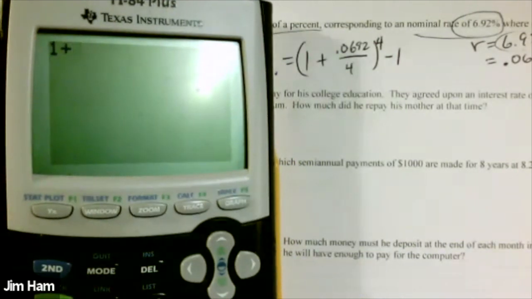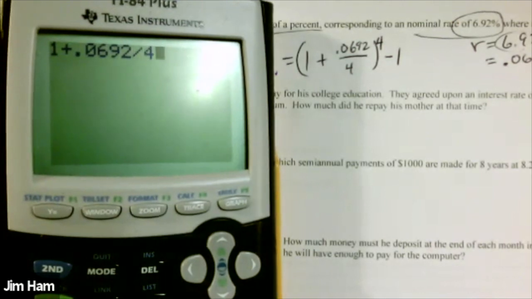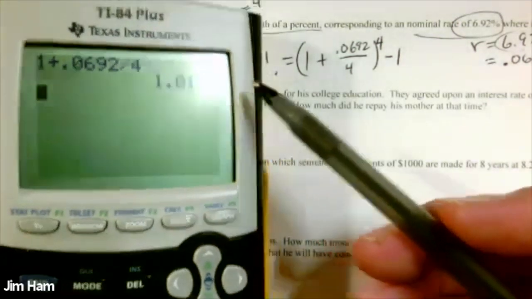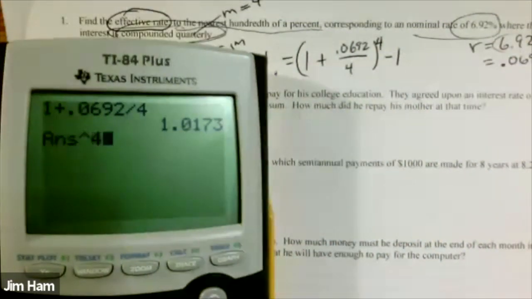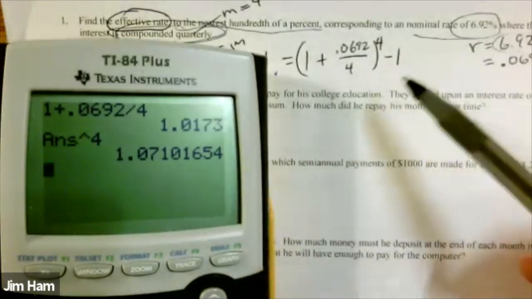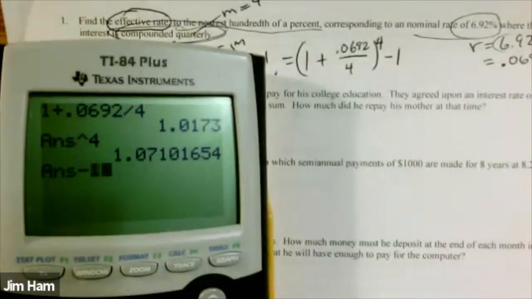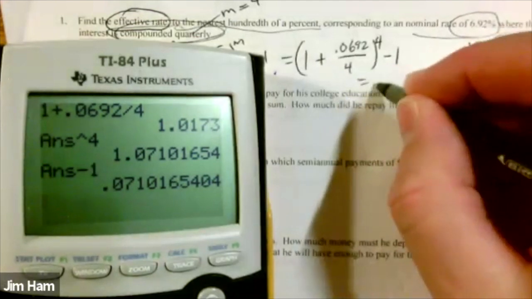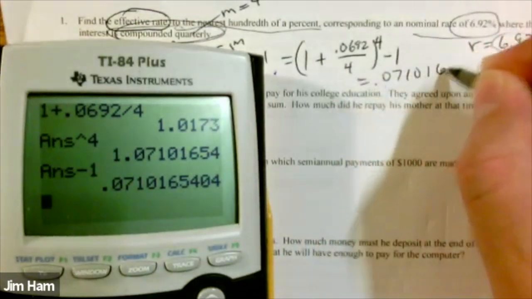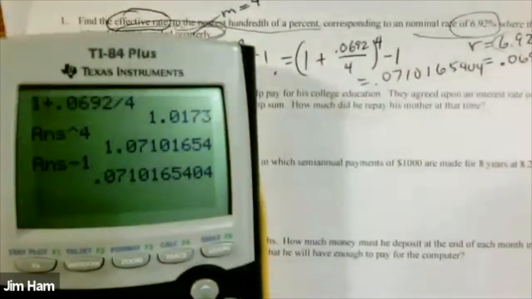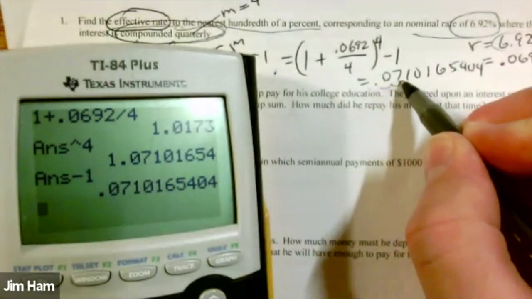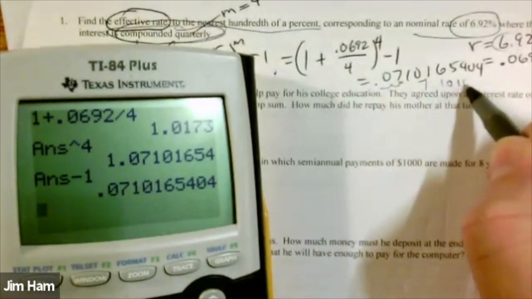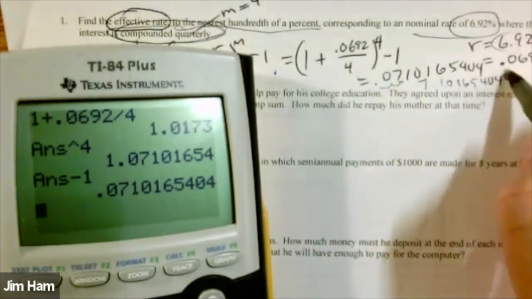1 plus 0.0692 divided by 4. Okay, so this is going to evaluate what's in parentheses, and then I have to take it to the 4th power. I get this, and then I have to subtract the 1. All right, so this works out to be 0.0710165404. If you convert it then to a percent and move the decimal point over 2 places, it's 7.10165404%.